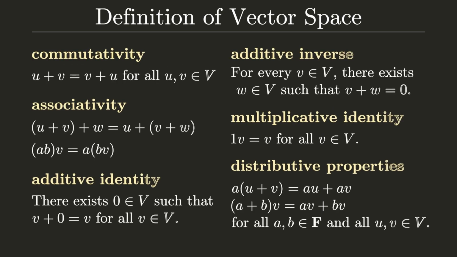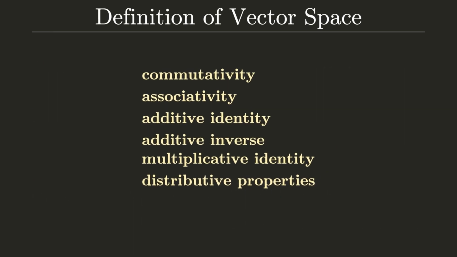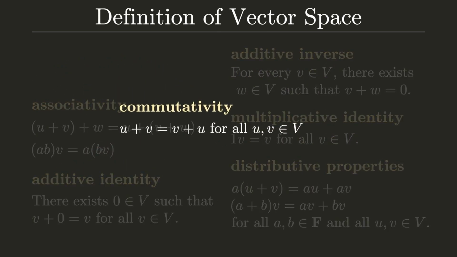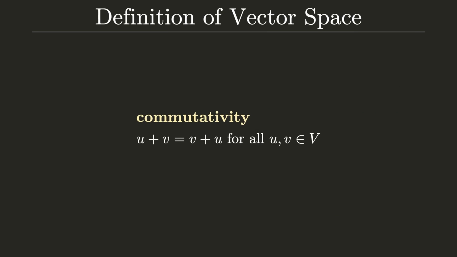Now let's look at the actual definition of a vector space. The addition and multiplication defined for a set must have these properties for the set to be a vector space. Let's look at each condition individually. First, we've got commutativity. It means if we've got two vectors u and v, u plus v must equal v plus u.